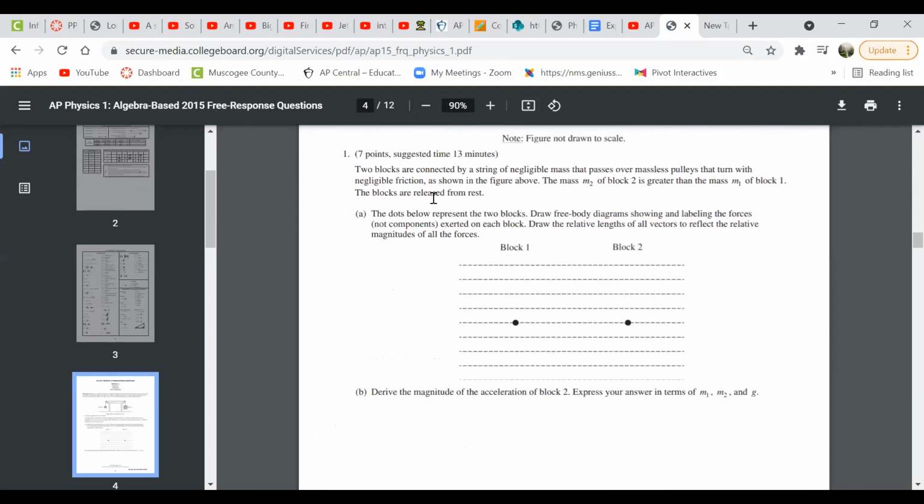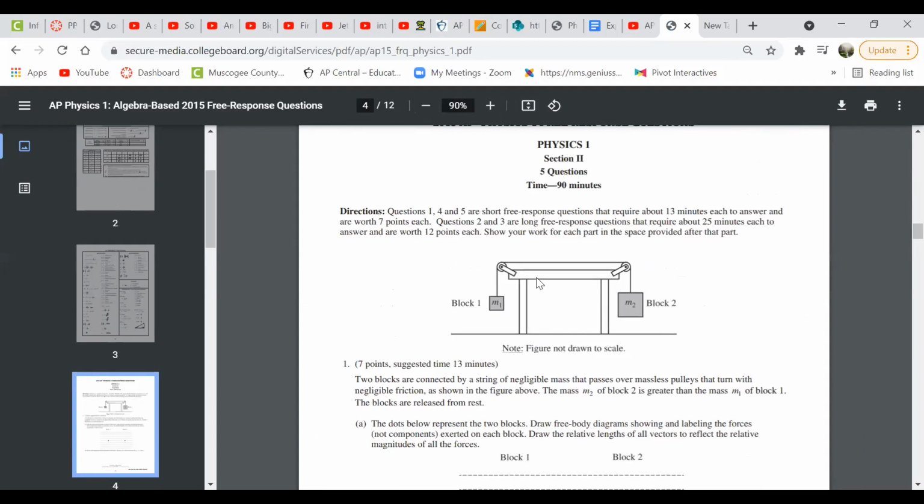Let's go ahead and look at this. I'm going to zoom out some so we can actually see. Two blocks are connected by a string of negligible mass that passes over a massless pulley. Now we know why they say massless pulley, moment of inertia, that turns with negligible friction, as shown in the figure above. So we've got mass 1, mass 2. What do you notice? They're not drawn to scale. Anytime a mass is shown as being larger, it generally means that the mass itself is greater, but the mass is not proportionate to their size. If this was half the size of that, that would not be half the mass.